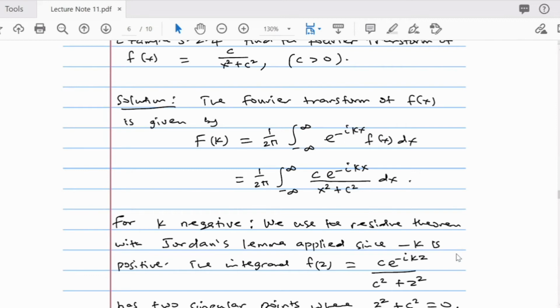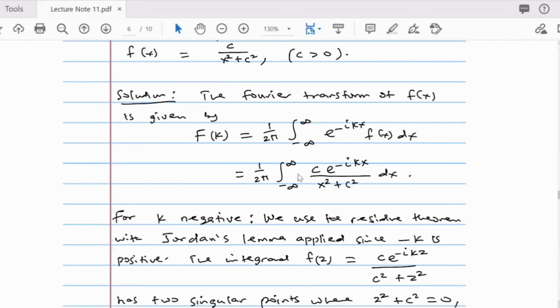Okay, so look at the integrand. This is the integrand. Everybody look up. The integrand is c e to the power minus ikx over x squared plus c squared. So this is the integrand. I take it as f of z. It's a complex function, f of z. So I'm going to use the residue theory to compute this.